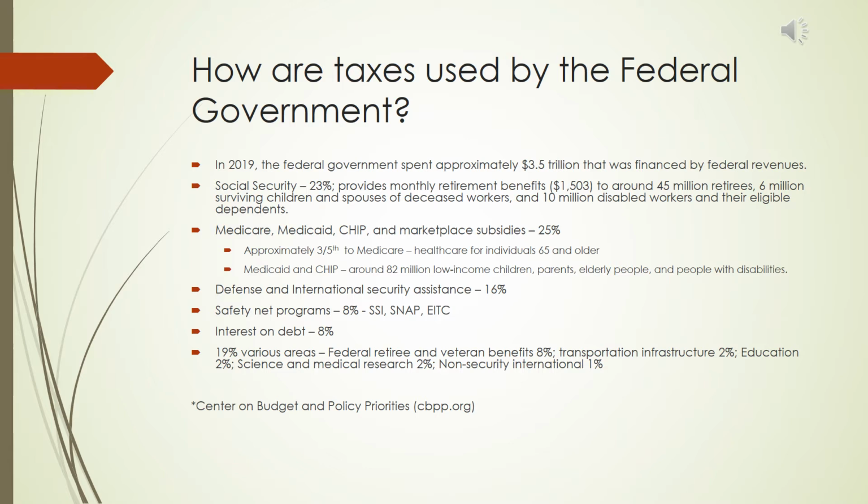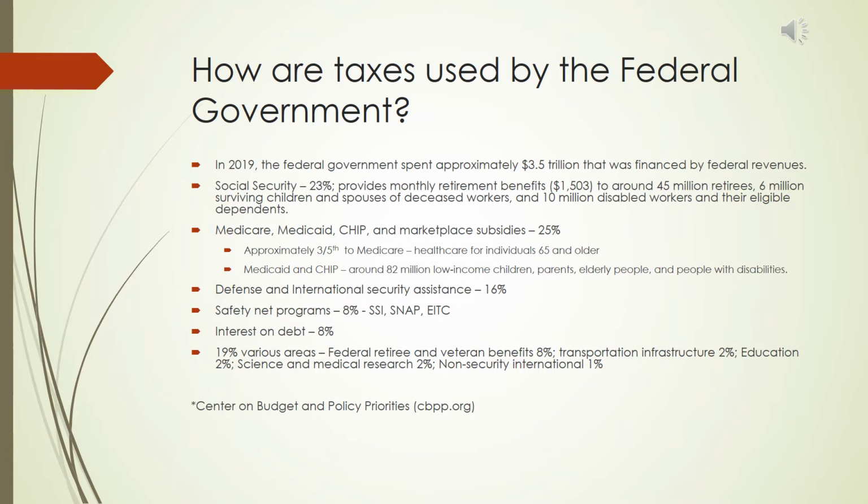Social Security accounts for 23% of the federal government's expenditures, providing monthly retirement benefits, approximately $1,500, to around 45 million retirees, 6 million surviving children and spouses of deceased workers, and 10 million disabled workers and their eligible dependents. Medicare, Medicaid, CHIP, and marketplace subsidies account for another 25%. Approximately 3/5 of that goes to Medicare, healthcare for individuals 65 years of age and older. Your contributions to these programs, Medicare and Social Security, are based on your salary and wages and are not affected by deductions or credits.